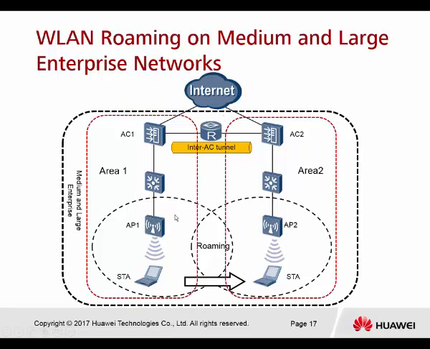Then the next one, roaming on medium and large enterprise networks. On a large enterprise network, basically they have a lot of APs deployed and multiple ACs because they want to have different management. Each AC manages its own APs, the same for the other area. So this kind of roaming configuration will be much more complicated. You have to understand the layer 2 and layer 3 configuration, and the IP routing.